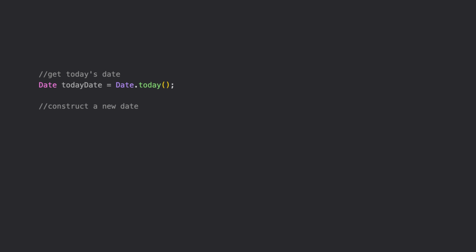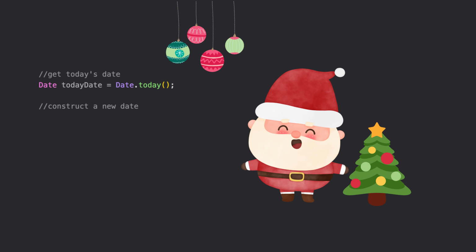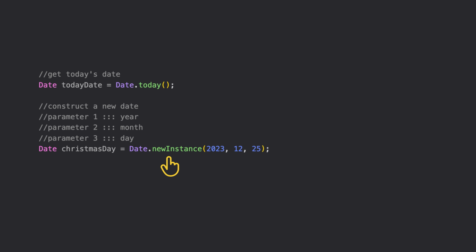Let's say we want to store the date for Christmas 2023. Easy as it can be. We use a method called new instance of the built-in date class and pass in 3 parameters: the year, the month, and the day.